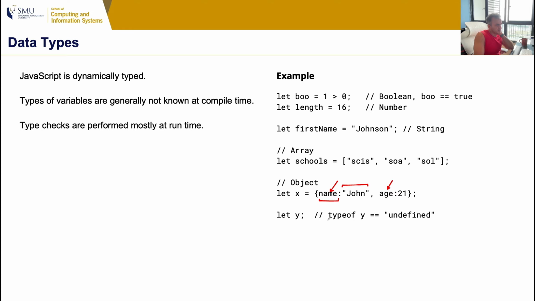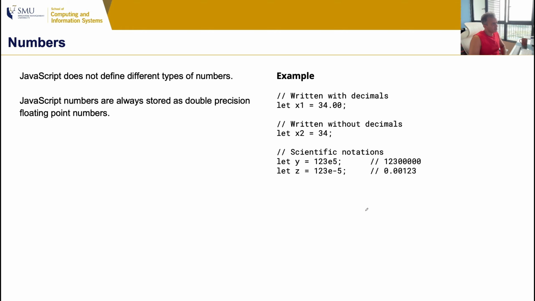Then there is this operator, typeof. It's not a function, it's an operator, a language construct, which will tell you what the type of this next argument is. In JavaScript, you don't have different types of numbers. In most languages, you have floating point and double precision, integers, etc. But in JavaScript, you have just numbers.